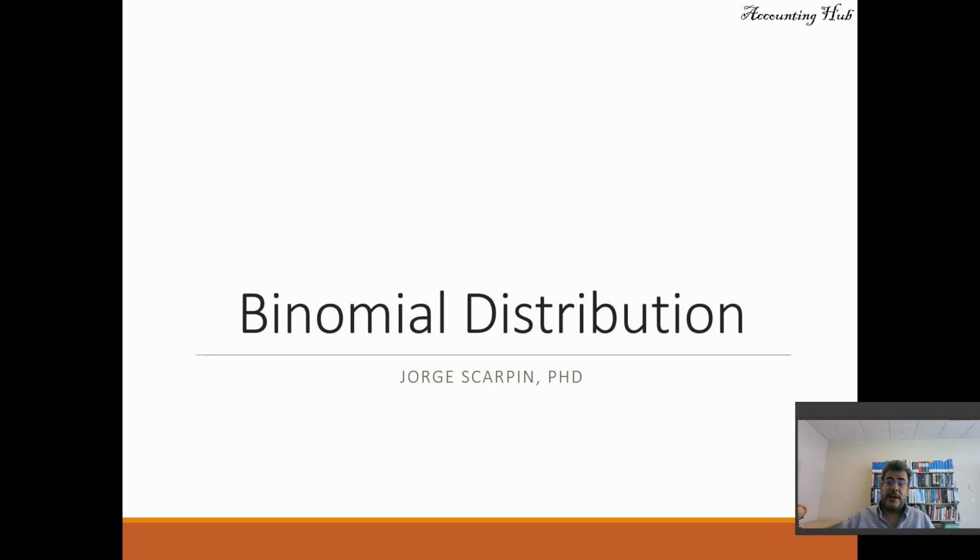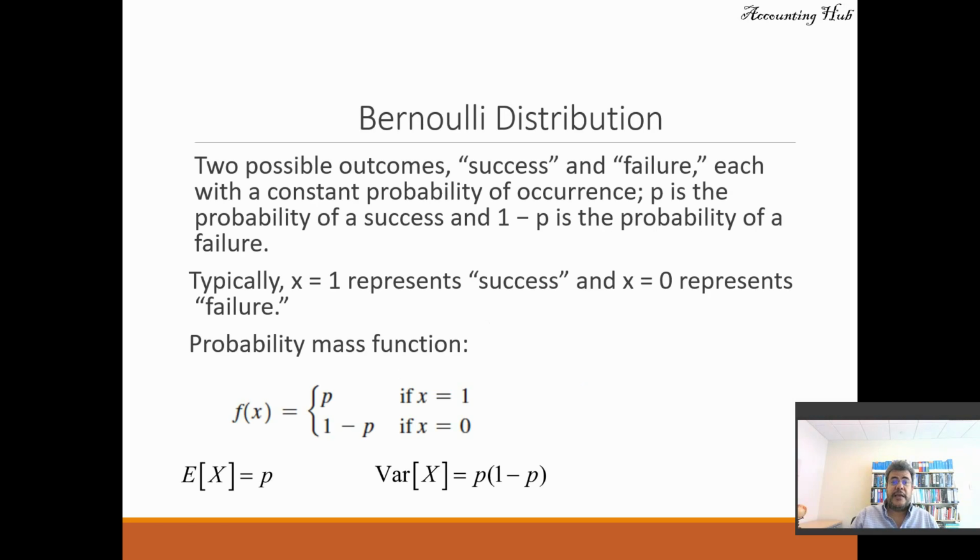I'm Professor George Scarpin, PhD in Accounting, and our topic today is binomial distribution. First of all, a little bit of stats here, but we will not go deep on stats tables, and so on. We go right through our Excel. So first of all, binomial distribution is based on a previous distribution called Bernoulli distribution.